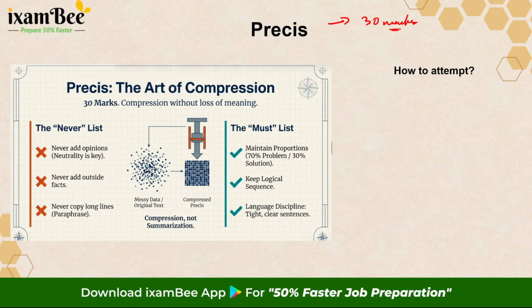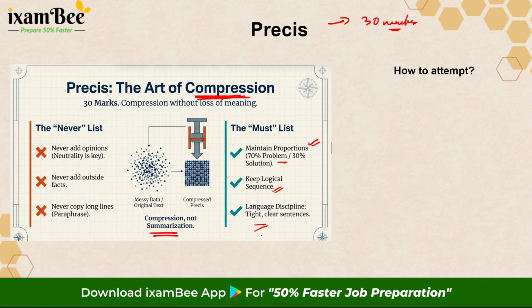Now the art of Precis is compression. Always remember, Precis means compression, not summarization. Many students confuse Precis with a summary. It is not a summary. You are basically compressing everything that has been mentioned in the passage given to you into a limited number of words. Therefore, it is very important that you maintain the proportions, whatever is covered, address the problem and solution, keep the logical sequence as mentioned in the passage, and your language should be tight and clear.